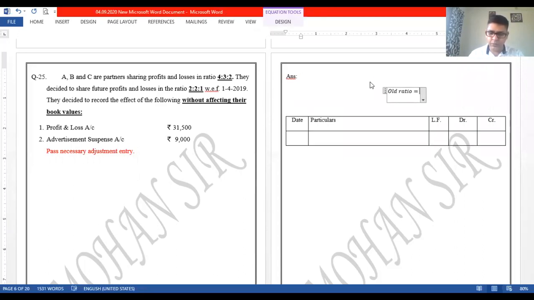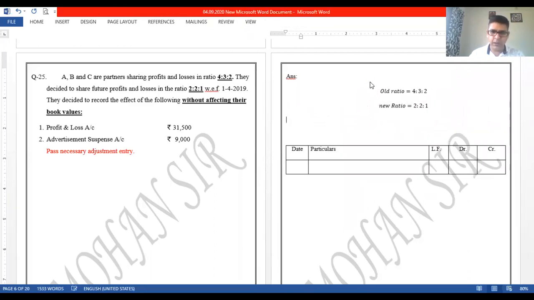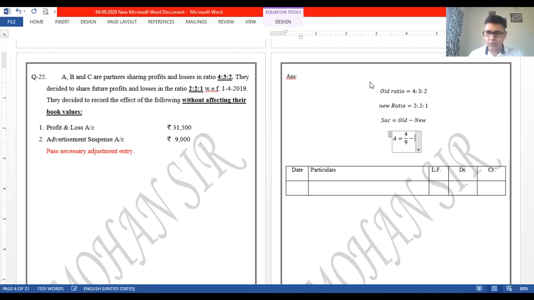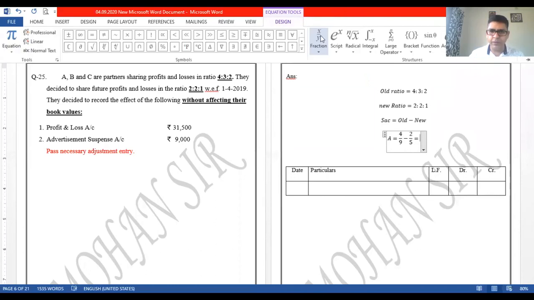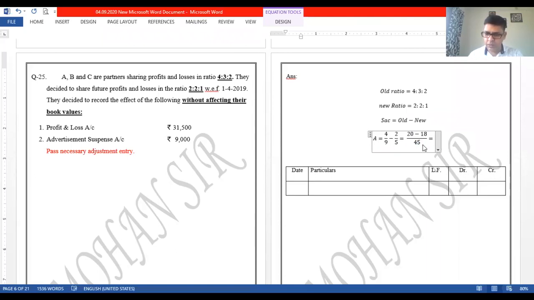Old ratio is equal to 4:3:2, right? New ratio is equal to 2:2:1. Okay, sacrifice is equal to old minus new. Okay, so let us do it for A, B, C now. A's old share is 4/9 minus new share 2/5. Okay, so in this case now LCM will be 5 9 तो 45 ही आएगा LCM तो. Let us do the cross multiplication itself. 5 4s are 20 minus 9 2s are 18, right? So that is equal to 2/45.